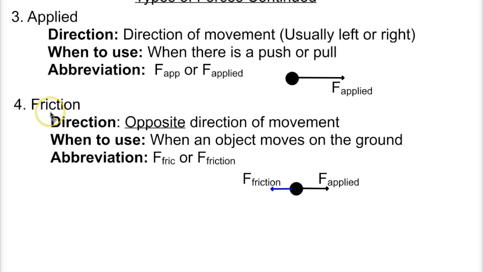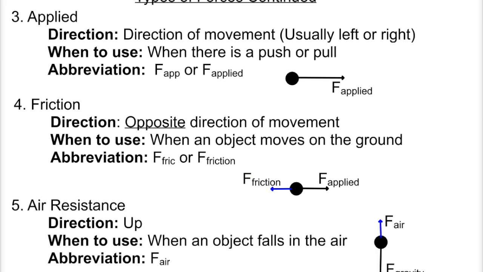Another force we have is friction. Friction, remember back from our words of the day, works in the opposite direction of the movement. So you use this when any object moves on the ground, it's going to have friction. Even if it's on ice where there's not a lot of friction, there's still going to be some friction. Okay? Abbreviation can be F with an FRIC or F and write out the whole word. Okay, so in this example, we have our object moving to the right, and that's where the force is applied. In the opposite direction of the movement, we have this force of friction.